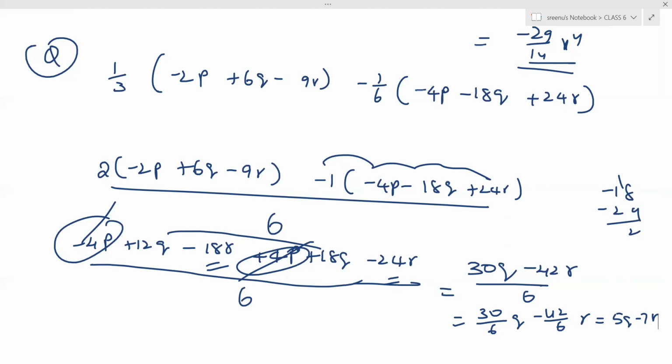Okay. So in this class, we have discussed algebraic expressions, like terms, unlike terms, how to add the like terms, how to simplify, and how to subtract. In the next class, we shall continue with some more objective questions. Okay. Thank you.